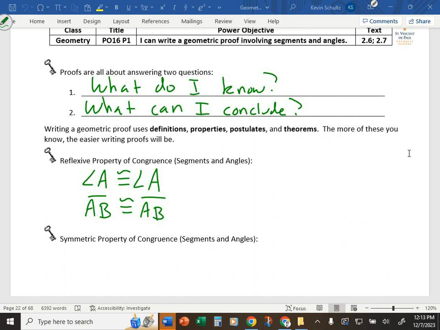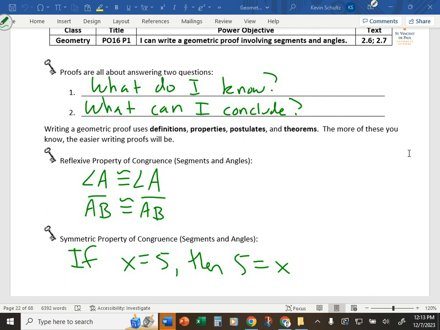All right, the next one, symmetric property. The symmetric property of congruence is if x equals 5, then 5 equals x. It basically means the two parts of an equation or relationship can be reversed. Symmetric property, basically, if x equals 5, we know that 5 equals x.